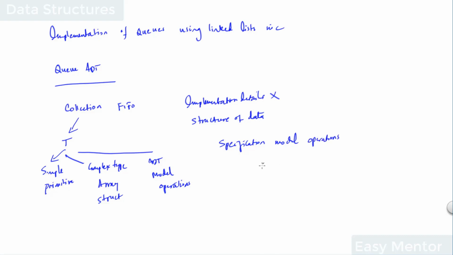And the operations defined for a queue are insert, which puts in elements into the collection, and delete, which removes elements from the collection. Insert is also called as NQ, and delete is also called as DQ. And we might also have functions like size to get the count of the number of elements in the queue.